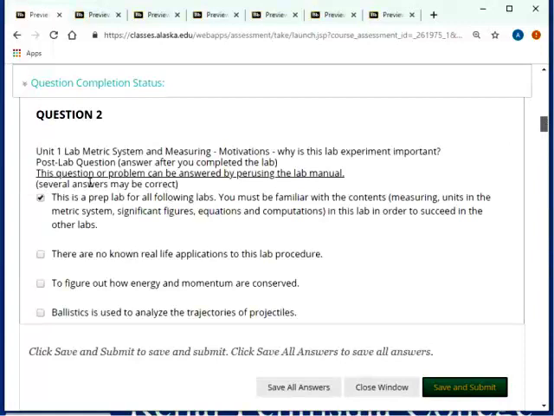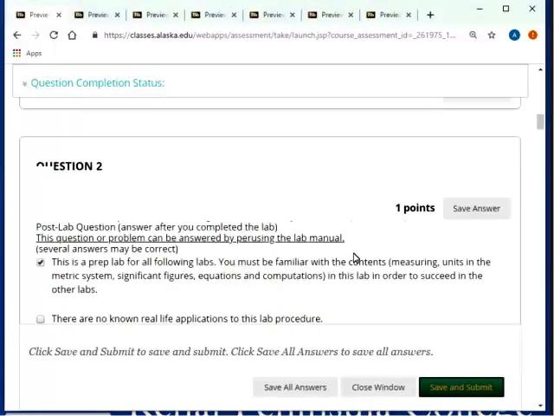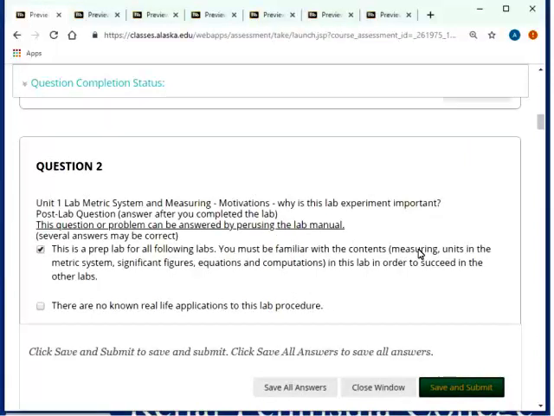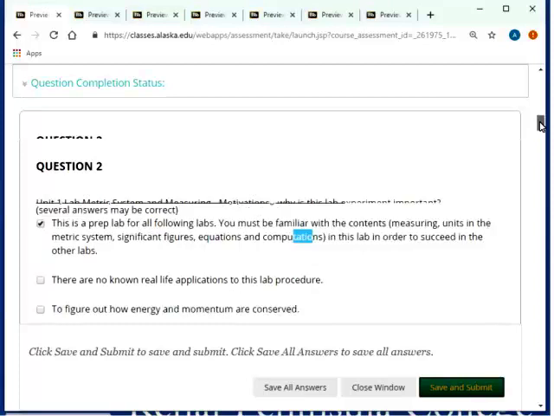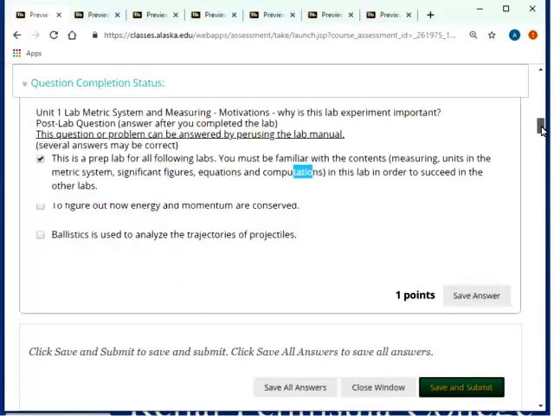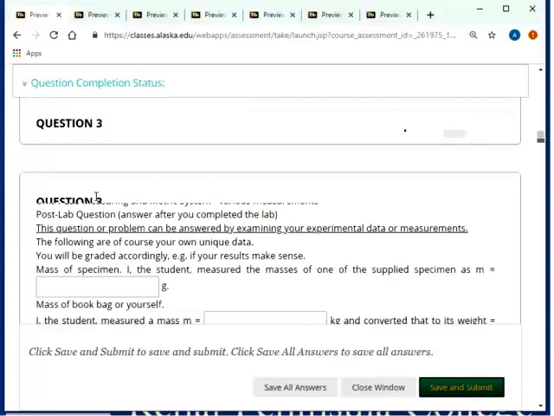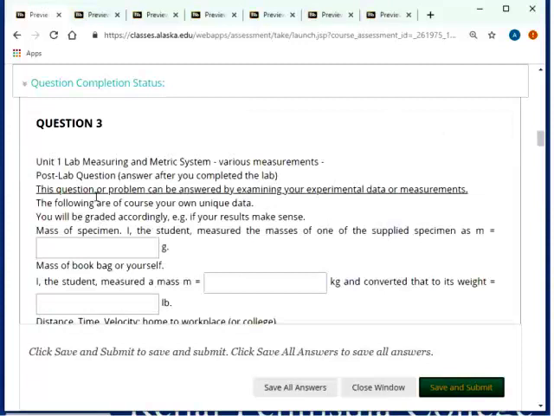So you find that in the lab manual, and this very first one about the metric system and measuring, that's a prep lab for the others so that you come across measuring itself. And if I try to click on this one here and actually get it, there we go. So here, the measuring part, units in the metric system, significant figures, equation, computations, so that you're prepared for the other labs, especially measuring in the metric system and becoming familiar with significant figures. It's pretty much the only motivation that I have for this particular lab. You will see that other labs have different ones that connect to real life as well.